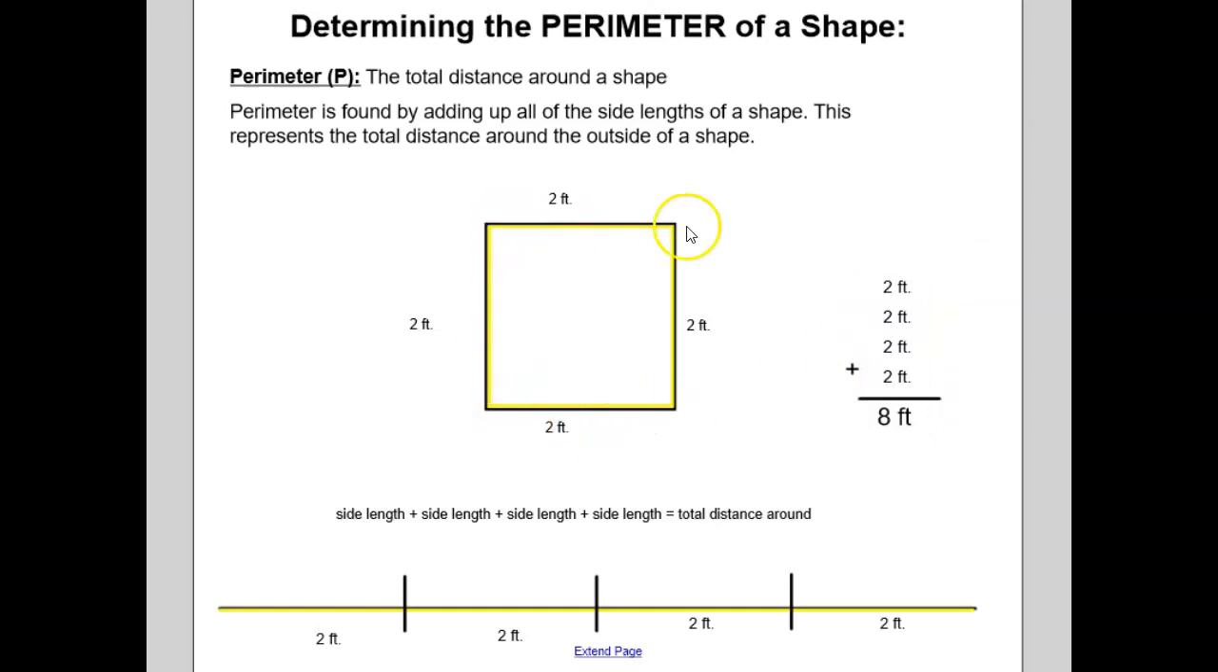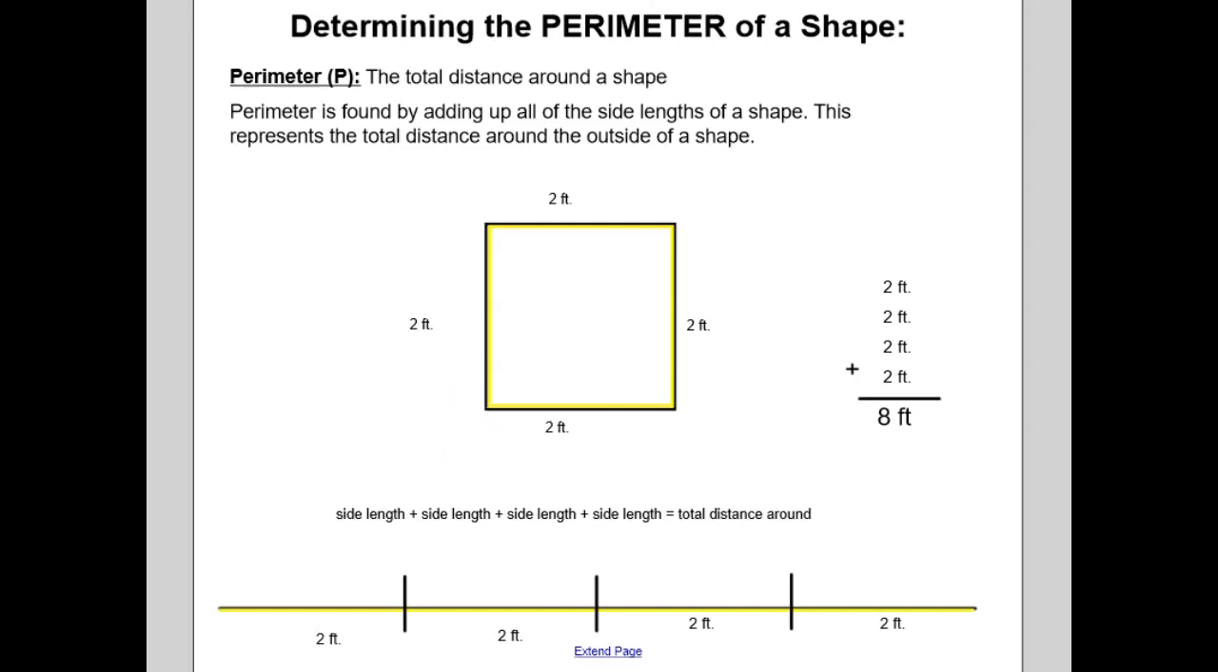Wonderful, it's 8 feet. And you'll notice that perimeter is just measured in feet. We didn't measure it in square feet because it's not the space covered. It's just the total distance around. And so we just measure it in regular units.